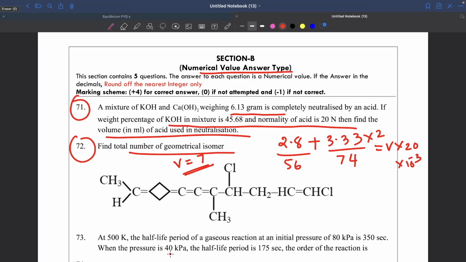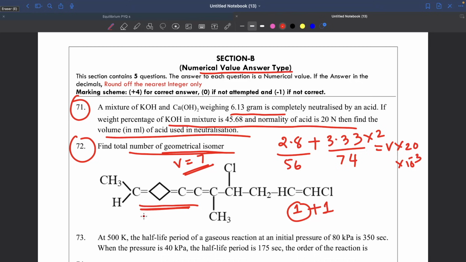Okay. Geometrical isomers, this is the allene case. In allenes, geometrical isomers should be identified. We know that here you can form one geometrical isomer. So here, 1 plus 1, one cis and one trans would be present.